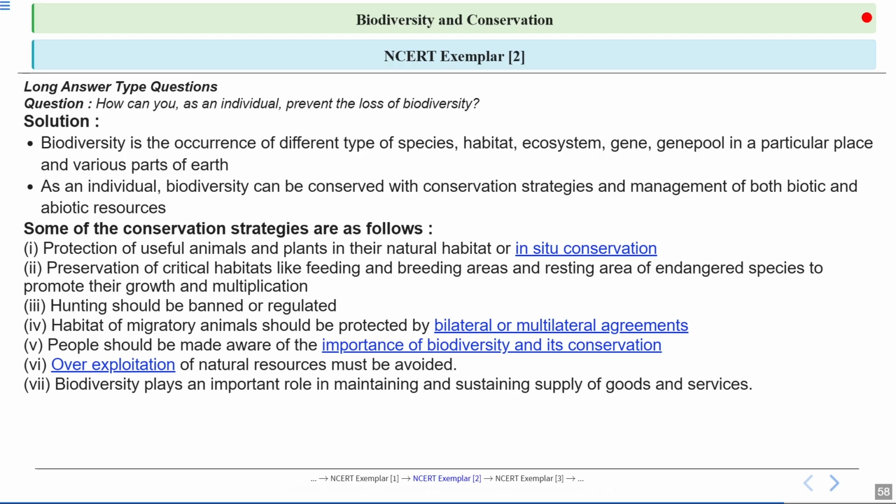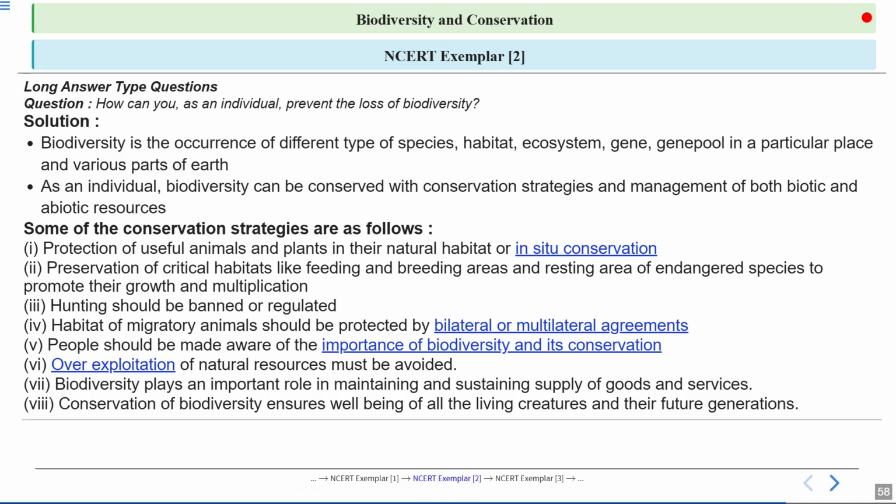Now biodiversity plays an important role in maintaining and sustaining the supply of goods and services. Clear? So as we have discussed, it is very important to save biodiversity because biodiversity helps keep our environment healthy and balanced by providing essential goods like food, medicine, and clean air, as well as services like pollination, water purification, and climate regulation, all of which are vital for life on the earth. That's why it is very important to conserve biodiversity. Conservation of biodiversity ensures the well-being of all living creatures and their future generations as well.